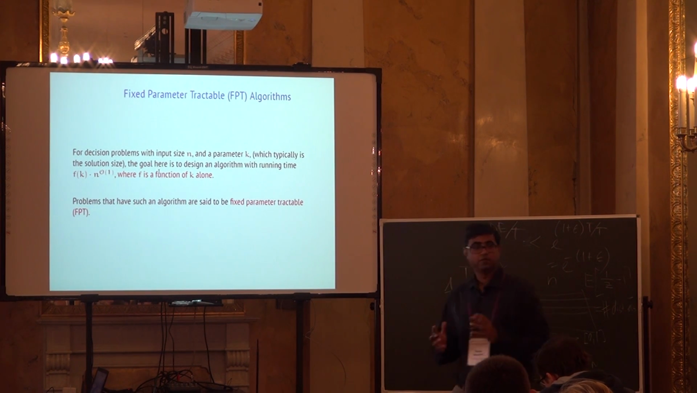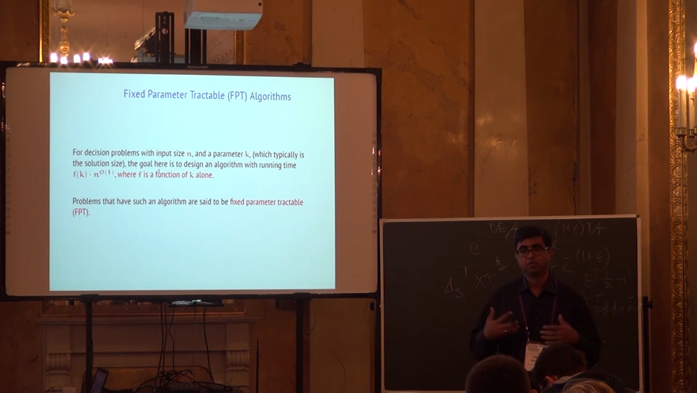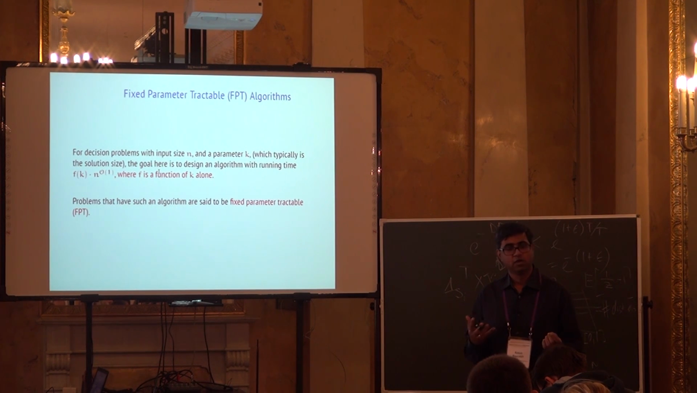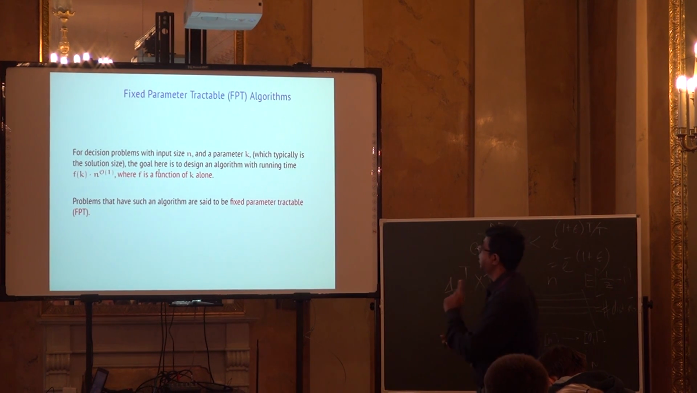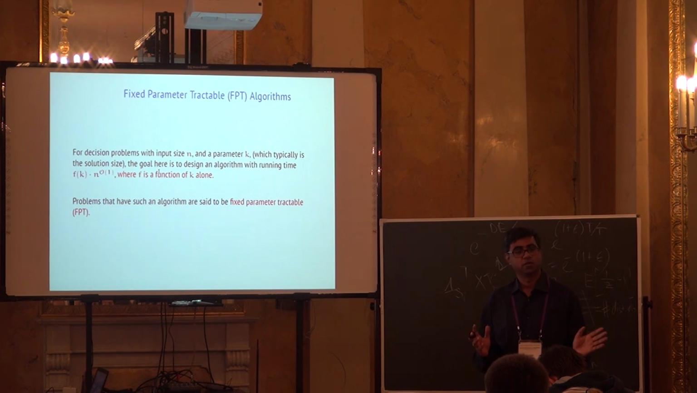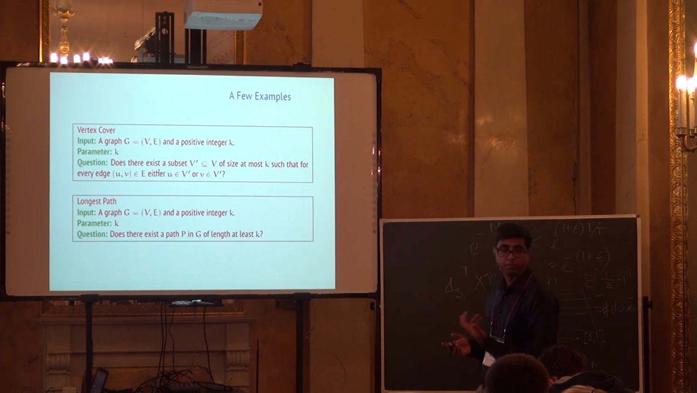But in the input size, you are still allowed to be completely polynomial, and by polynomial, it should be independent of k. So it should be like n square or n cube. This polynomial dependence should not depend on k at all. Algorithms of this kind are called fixed parameter tractable algorithms. For example, let's look at what the parameters are.